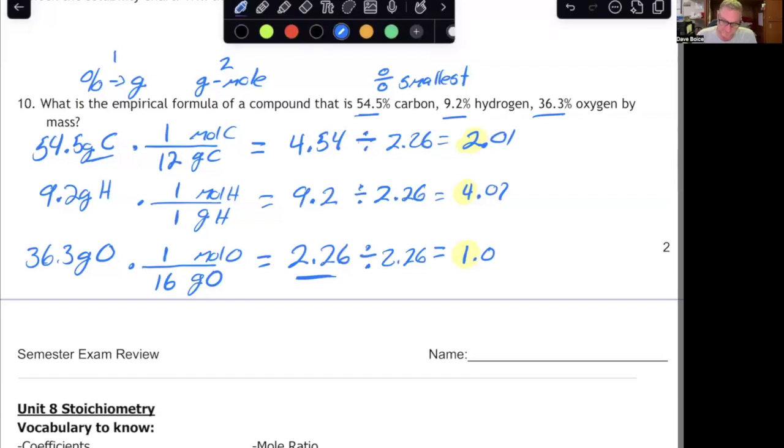So therefore, my empirical formula is C2H4O1, and I don't write the 1, so C2H4O. That's my empirical formula. So make sure you know how to do this. There's 3 major steps: percent to gram, gram to mole, divide by the smallest.